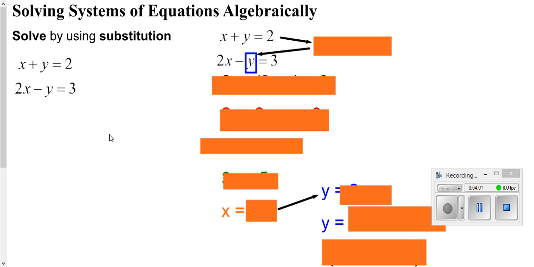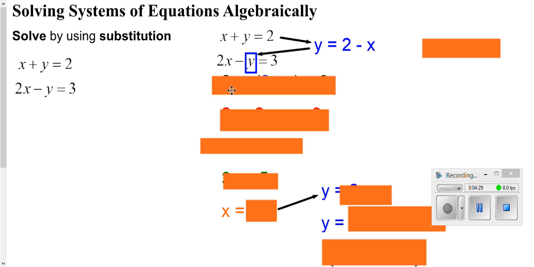So let's take that last problem we were just doing and solve it by using substitution. With substitution, you want to solve one of your two equations, either for x or y, and then plug it into the other one. I'm going to choose to solve the top one for y because I had just done that on the previous page. Now I'm going to take that y, which equals 2 minus x from solving the top one for y, and plug it into the bottom one.